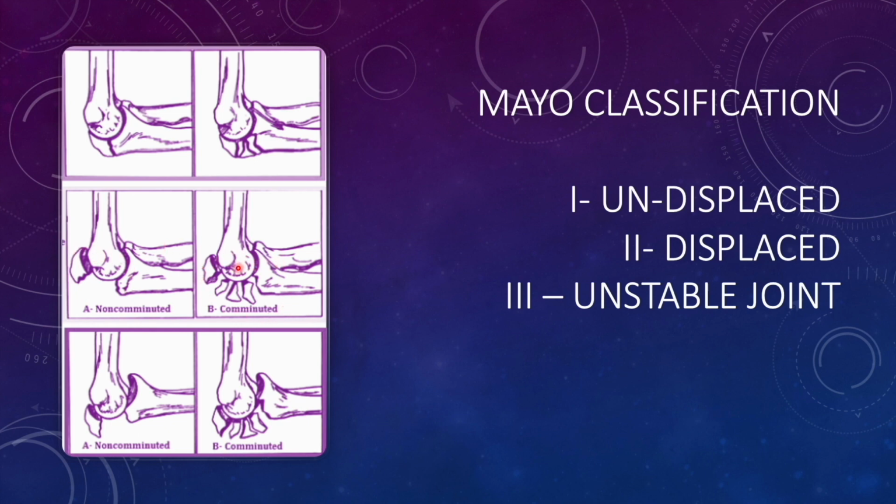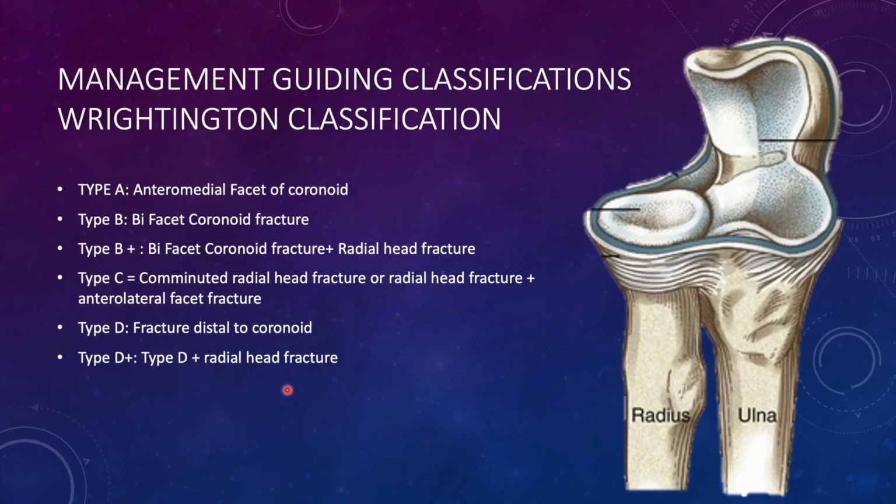But these varieties do not have instability at the ulno-humeral joint, while in type 3 there is an unstable elbow joint. Why? Because the area which has the ligamentous attachment is also injured. So in type 3 there is an unstable elbow joint. So this is a good classification, but again the order of fixation and the techniques are not clear in this classification. So there came another classification which is much better than the other classifications and which is justified by the biomechanics of the elbow joint that we will discuss in coming slides. So the Wrightington classification is a good classification that dictates the surgical planning as well.